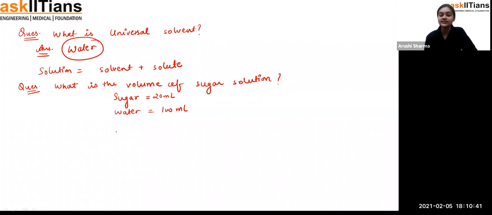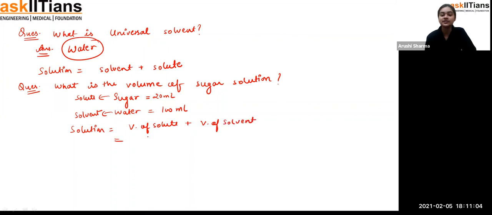So what we know, student, is that the sugar is a solute. Exactly. And the water is a solvent. And we know that the solution is equal to the solvent plus solute. That means the volume of the solution is equal to the volume of the solute plus the volume of the solvent. So when you add these up, you will get the volume of the solution. So it would be 120 ml.